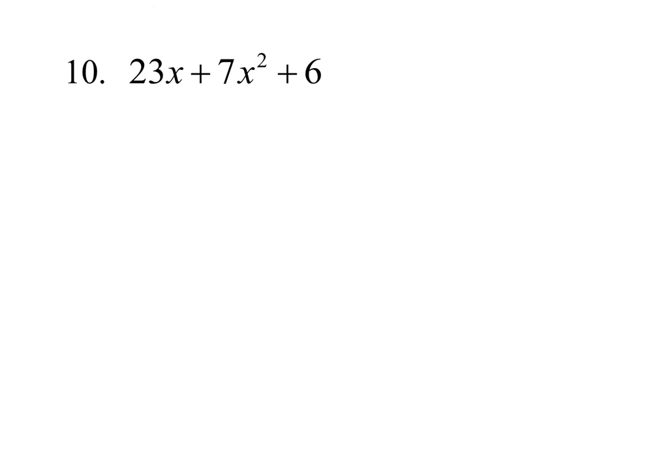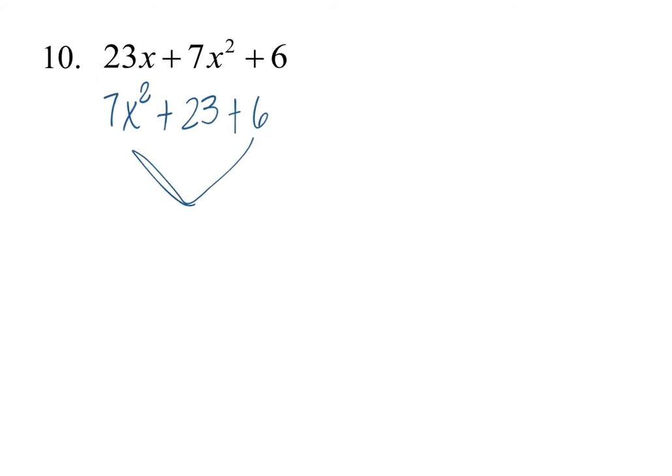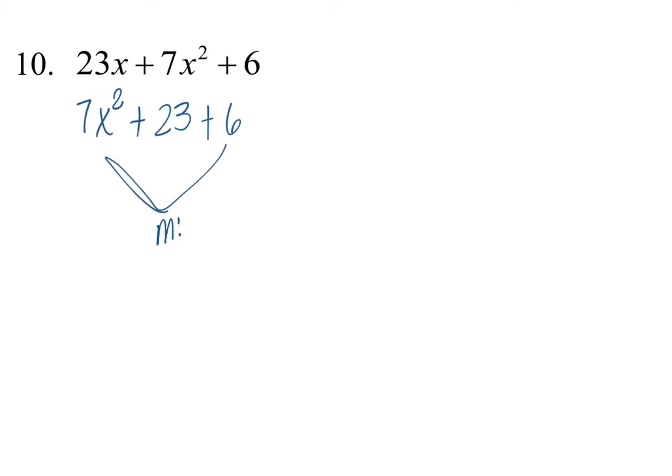Okay, looking at number 10, it's not in order. So we're going to rewrite it as 7x squared plus 23x plus 6. There is no GCF, so we need to use our AC method and ask what multiplies to give us 7 times 6 is 42, but adds to give us 23. If you're multiplying to get a positive, your signs are the same. And if you're adding to get a positive, they're both positive.